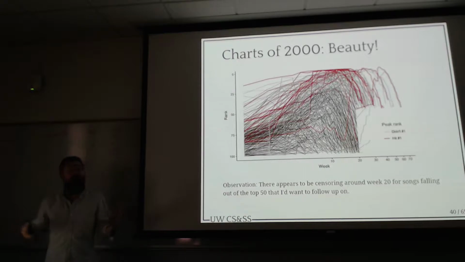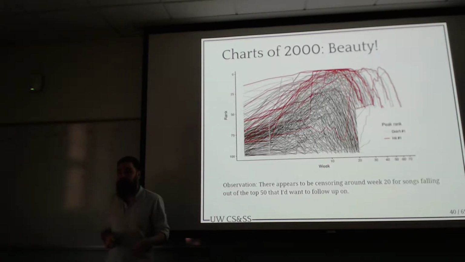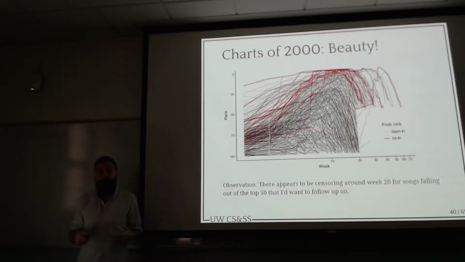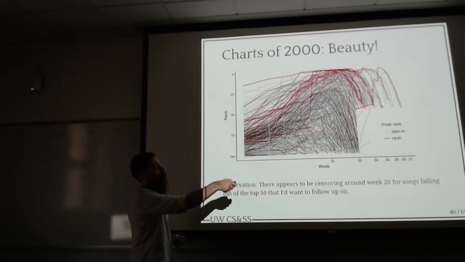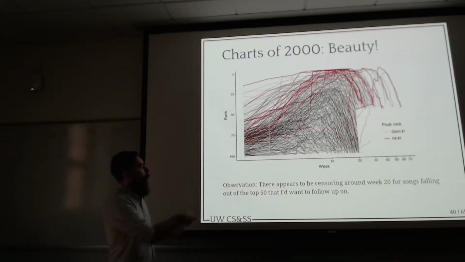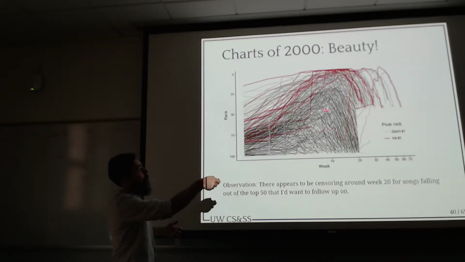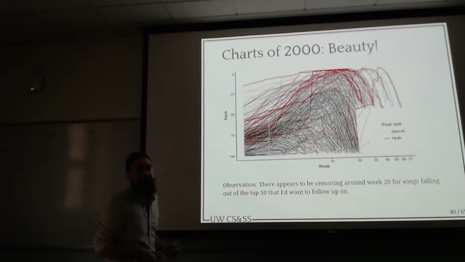It's cool. Lets us see that, okay, the songs that hit number 1, maybe they have a slightly different trajectory than songs that never hit number 1. It also reveals an interesting data quality problem. See this huge chunk missing right here? There's some sort of censoring at work here. Songs that fell out of about the top 50 here are just missing from the data past week 20.